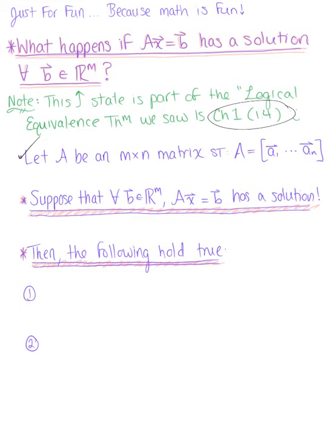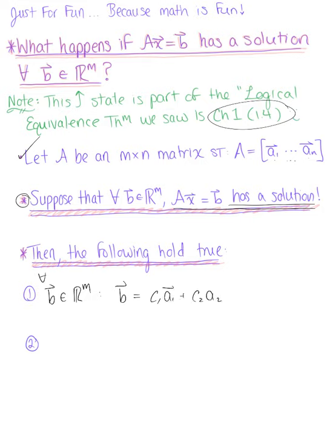matrix such that A is defined by the column vectors a sub 1 all the way through a sub n. And now, just as stated above, we want to suppose that for every vector b in Rm, matrix A times vector x equals vector b has a solution. So we know from this logical equivalence theorem that the following statements hold true. And the first is that for every vector b in Rm, it is a linear combination of the columns of matrix A. So for every vector b in Rm, we know that vector b can be written as a linear combination of the columns of matrix A.